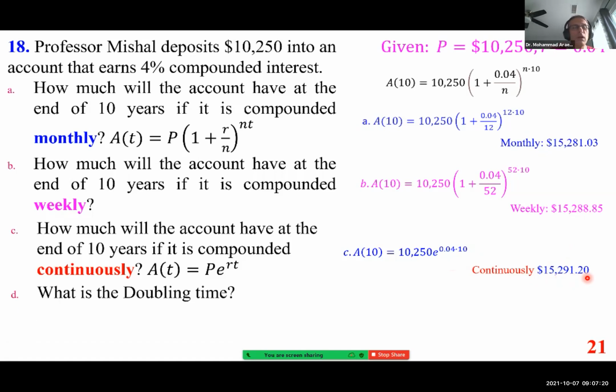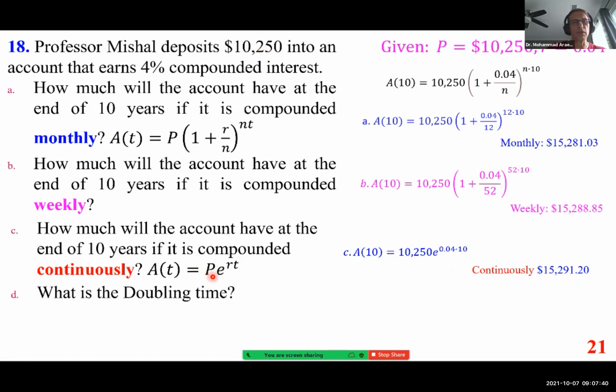What is the doubling time? In other words, how long does it take for the original investment, which is this much, to double? And it's important to understand that in order to calculate the doubling time, you really don't even need to know what is the initial value. So how does that work?